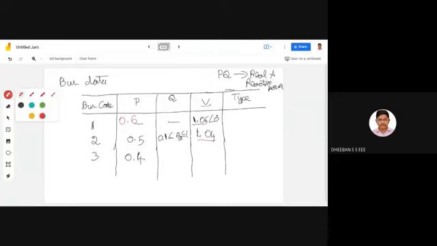Okay, so while dealing with the algorithm itself, I have told you about it. You have to consider the generator with the higher voltage rating as your slack bus. Okay, so as per the question, this is your slack bus, and this is your PV bus.